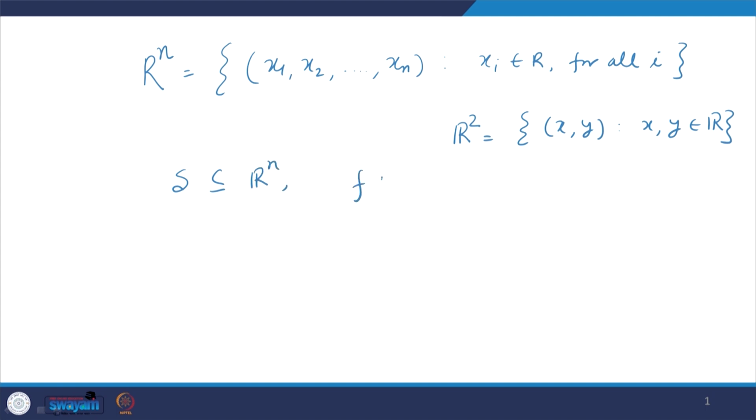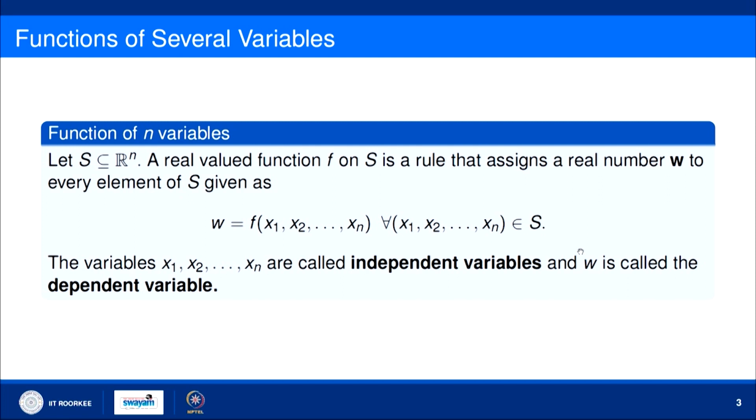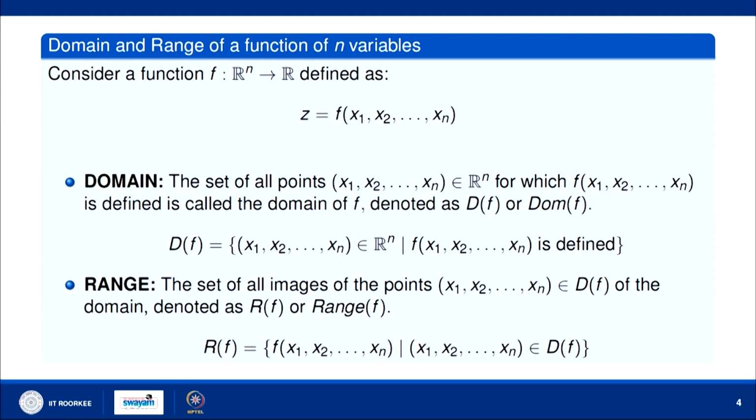and we define a function f from S to R, in this way, suppose w equal to f of x1, x2 up to xn, then this function is called a function of several variables or function of n variables. Here x1, x2 up to xn are called independent variables and w is called the dependent variable. We have already seen a function of a single variable. In the same way, we are trying to extend the function of a single variable to a function of n variables.